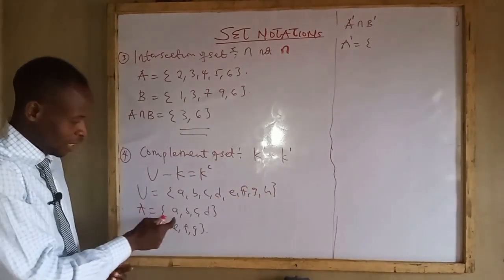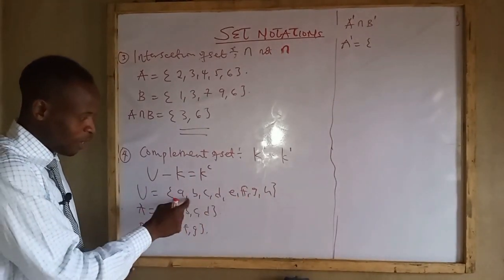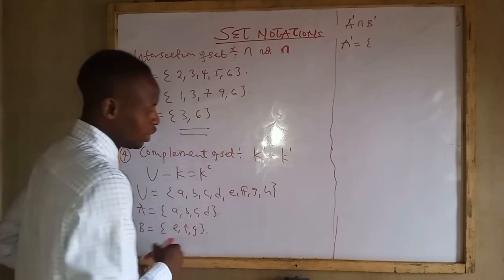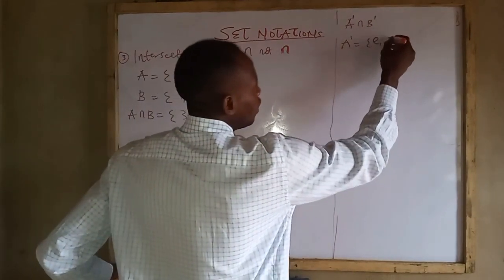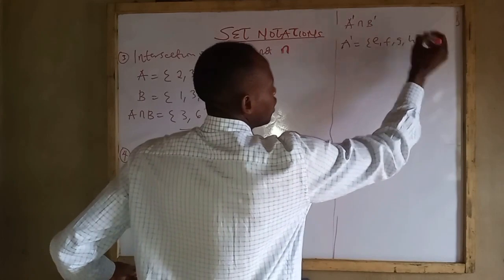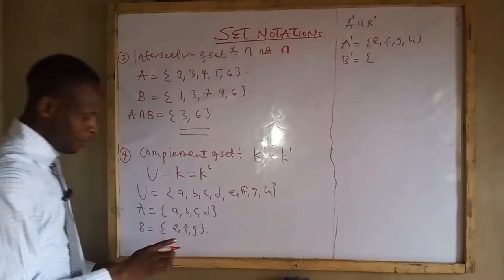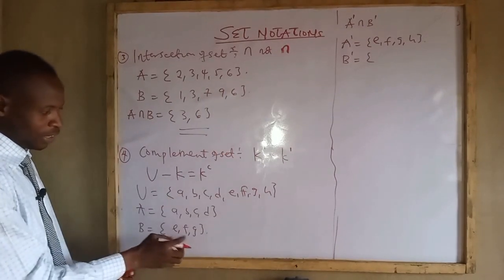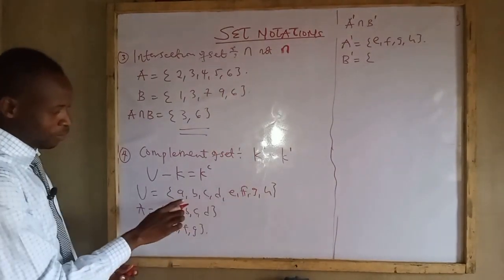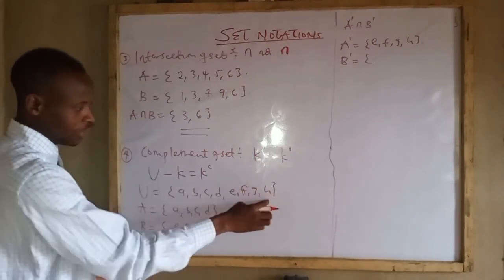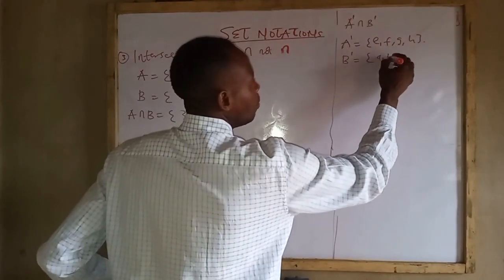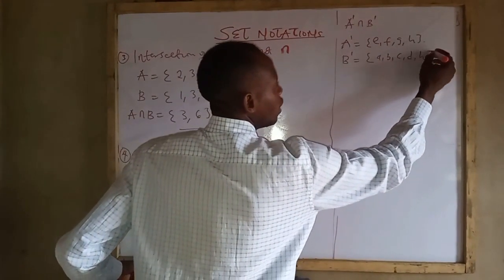So if you look at A, now A has A, B, C, D. If you remove A, B, C, D from this place, what you have left is E, F, G, and H. The same thing applies to B. Remove what is there in this universal set, that is E, F, G. So you'll be left with A, B, C, D, H.